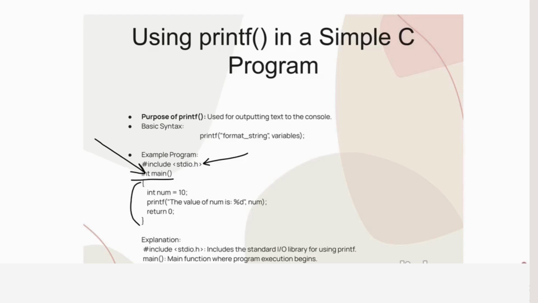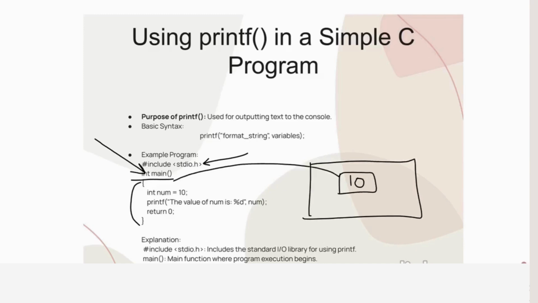Let us see what it is. Int num equals 10. Again, an integer variable is created with the name num and the value 10 is assigned to it. So somewhere in memory, it is going to hold 2 bytes of memory. Value 10 is assigned to it and it is pointing to num.